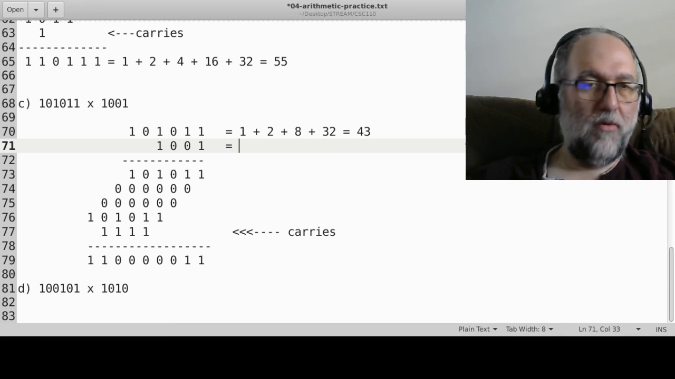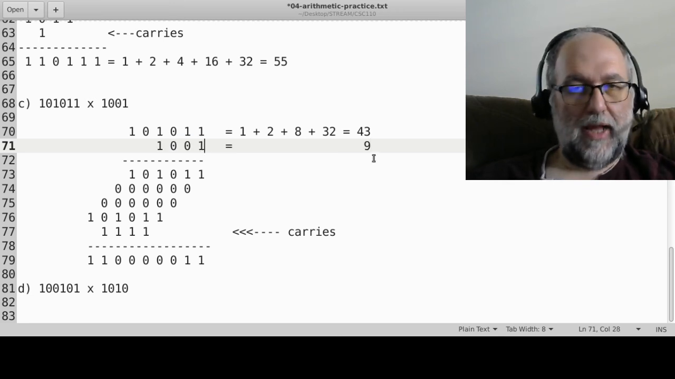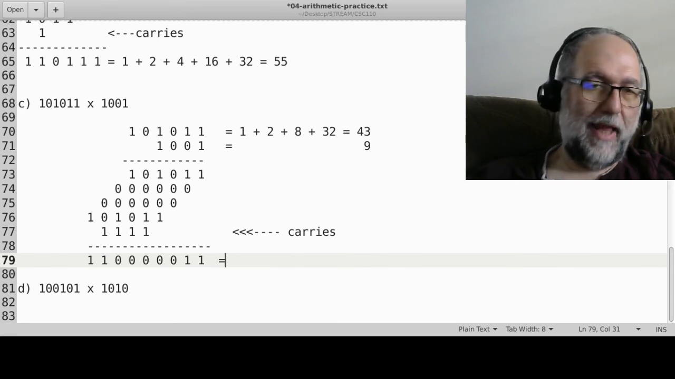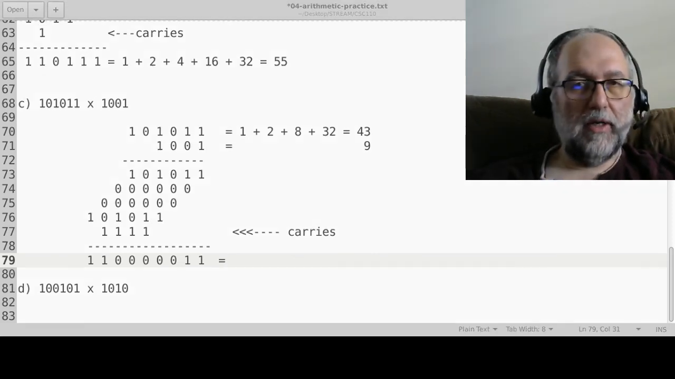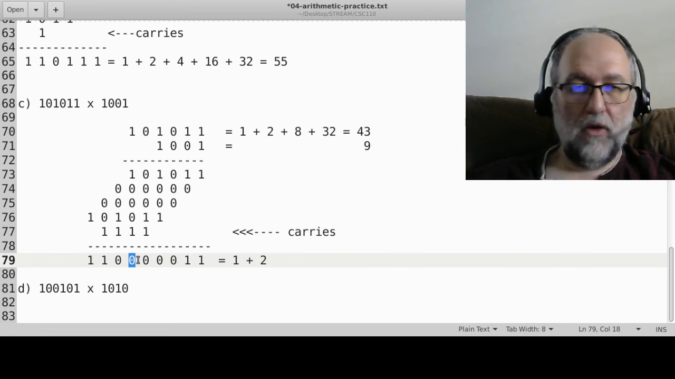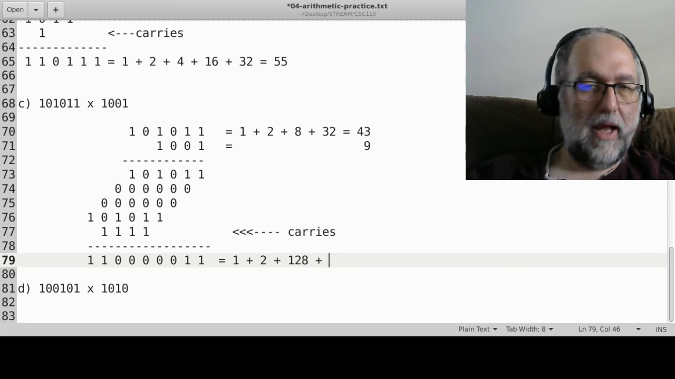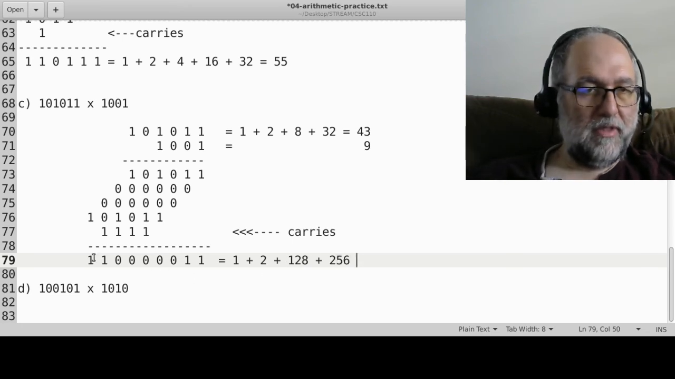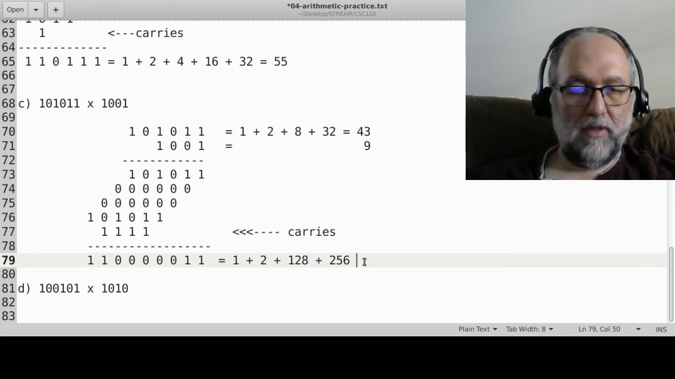The bottom number you should have memorized, it is 9. And if you don't remember that, that's an 8 and a 1, so 9, okay? And now the last number, the answer. Let's see if that worked out. So that one is going to be a 1 and a 2, no 4, no 8, no 16, no 32, no 64. That's 128. So we have a 128 plus a 256. That one's in the 256 column. Okay. And what's that equal to?